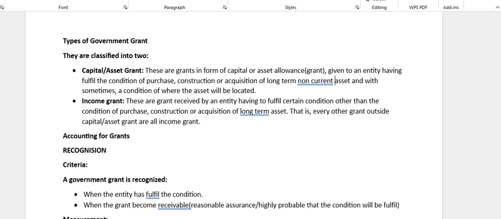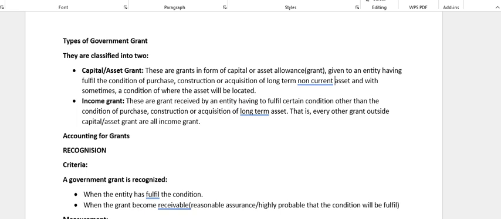In some textbooks they call it asset grant, whereas some people call it a capital grant. Why I put capital is this: you are always going to be given what is called a capital allowance, as it were. That capital allowance allows you to reduce the cost of your asset to a certain amount.